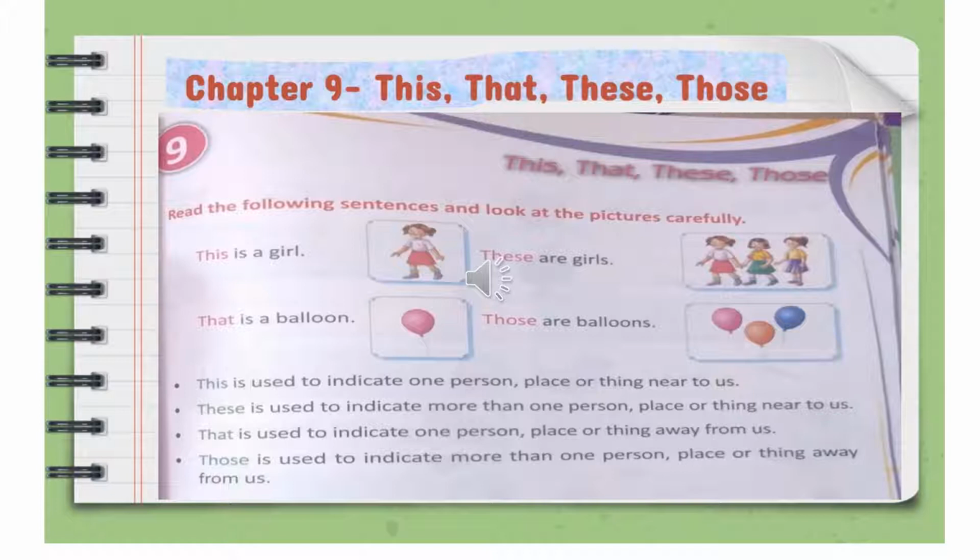That is used to point out one person, place or thing which is away from us, at a distance. And we use those to indicate more than one person, more than one place, or more than one thing which is far away from us, at a distance from us.